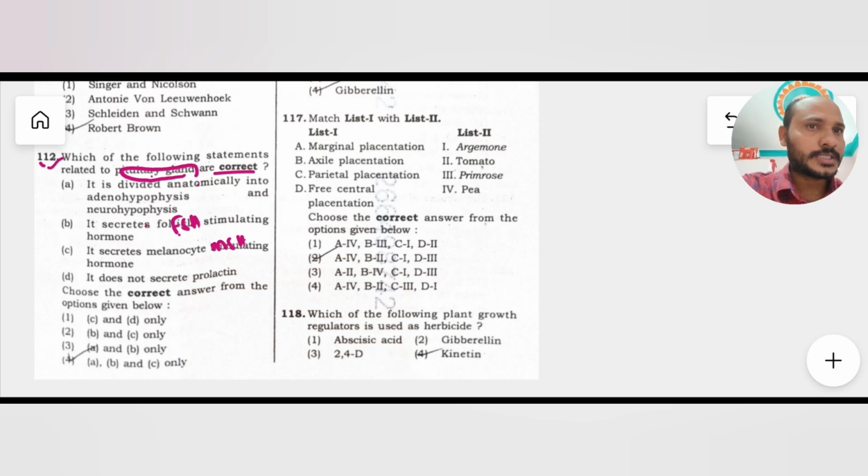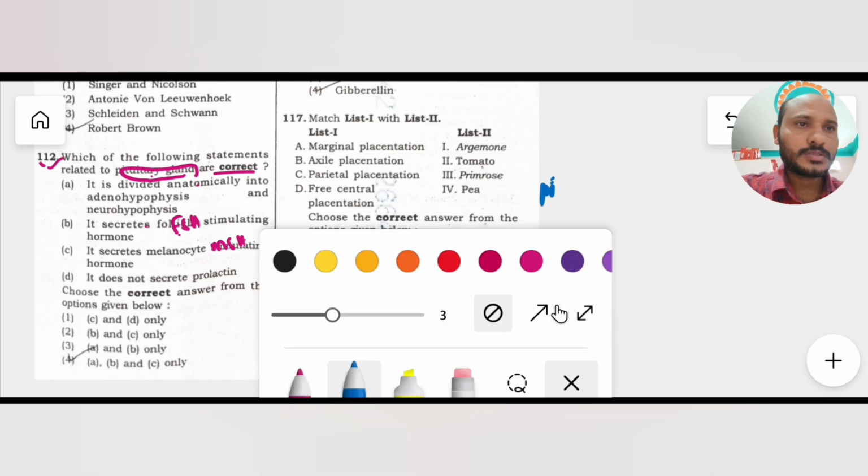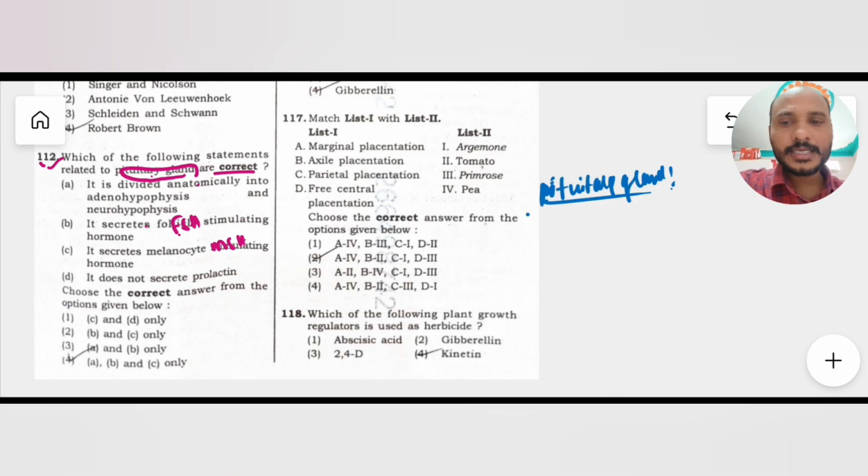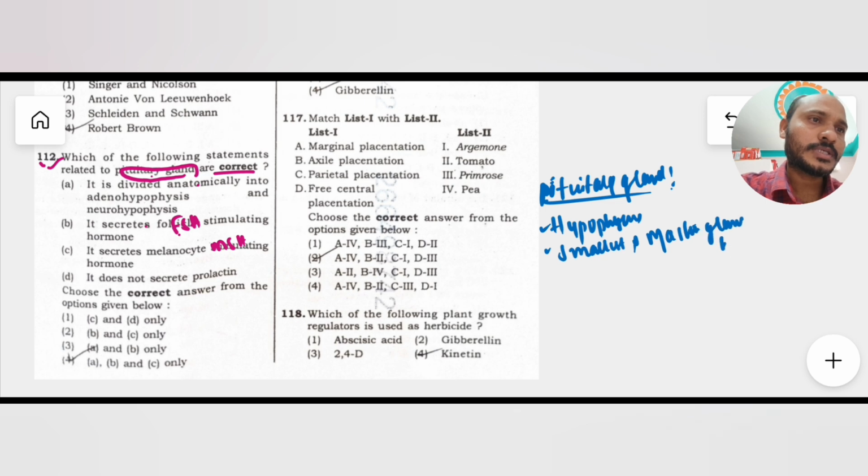Let's start some discussion about the pituitary gland. The pituitary gland, also known as the hypophysis, is the smallest gland and the master gland, because it controls and coordinates the rest of the endocrine glands, like the thyroid gland and pancreas. Hence it is known as the master gland.